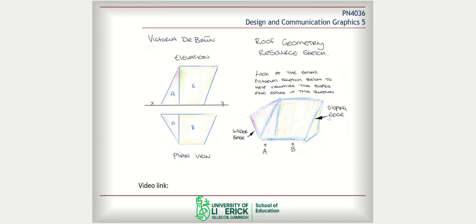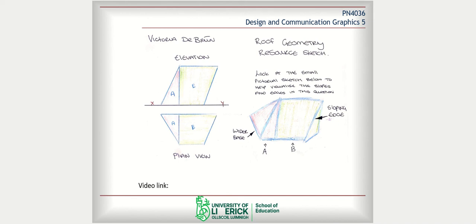And then the resource I made was just a small little sketch, and the instruction on it is to just look at the small pictorial sketch below to help visualize the slopes and edges of this question. I took the first two roofs, A and B, and you can see on the left-hand side we have the elevation and plan, and then the right-hand side you can see my little sketch.